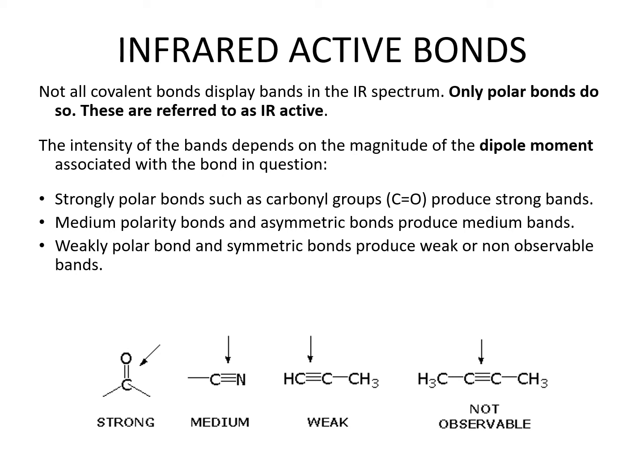So if you have a symmetrical molecule and everything's the same on both sides, you're not going to get an IR active band. And I can pretty much guarantee you're going to have at least one question like that in one of these quizzes here. So if you see a symmetrical molecule, even if all the bonds are covalent in that molecule, it will not be IR active. That's the main thing to remember out of this.